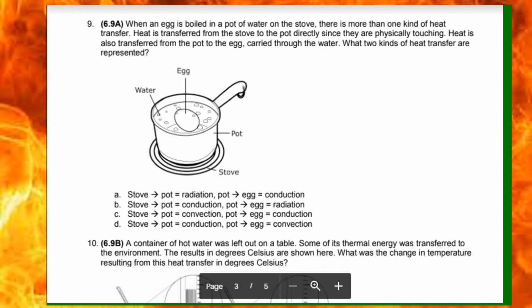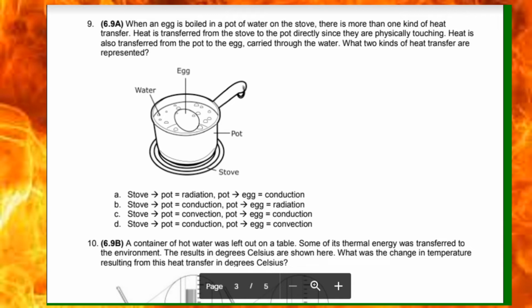Question number 9, 6.9a. When an egg is boiled in a pot of water on the stove, there is more than one kind of heat transfer. Heat is transferred from the stove to the pot directly since they are physically touching. Heat is also transferred from the pot to the egg carried through the water. What two kinds of heat transfer are represented?